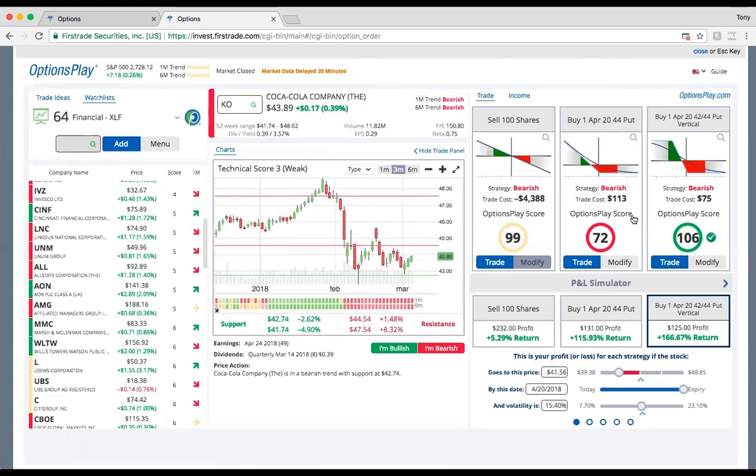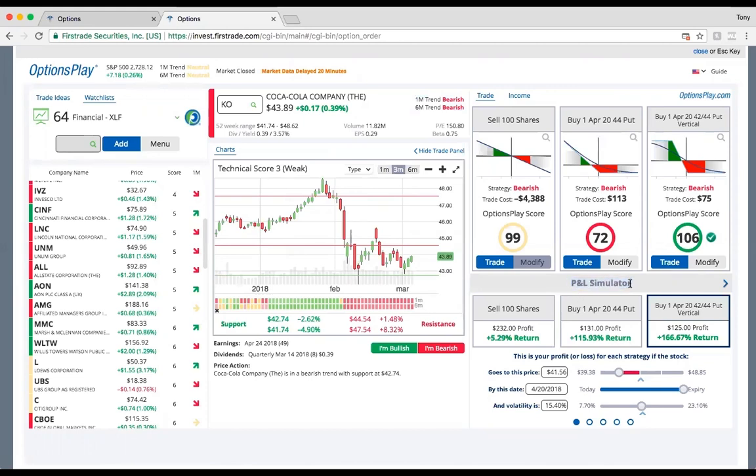So I can either short the stock, I can buy this put, or I can buy this thing called the put vertical. For those of you that have never traded a put vertical and you don't know what it is, that's okay. I'll show you how you can learn more about these types of strategies. But the most important piece that I want to show you guys is this P&L Simulator.